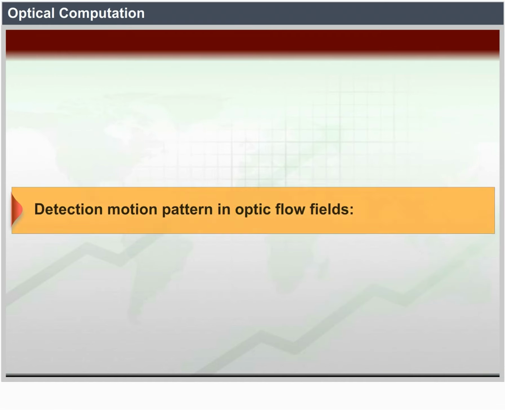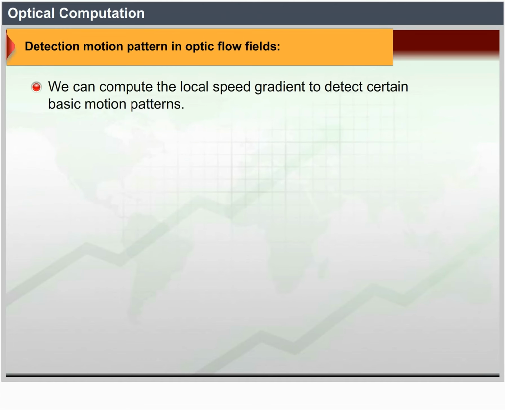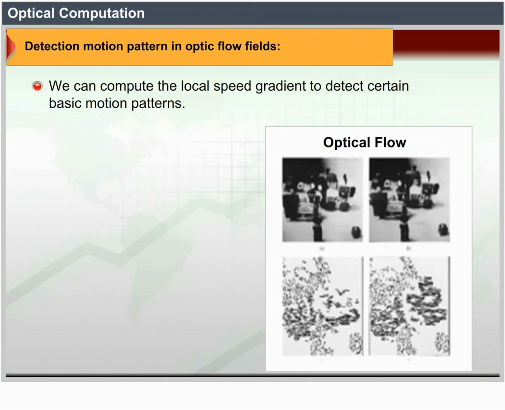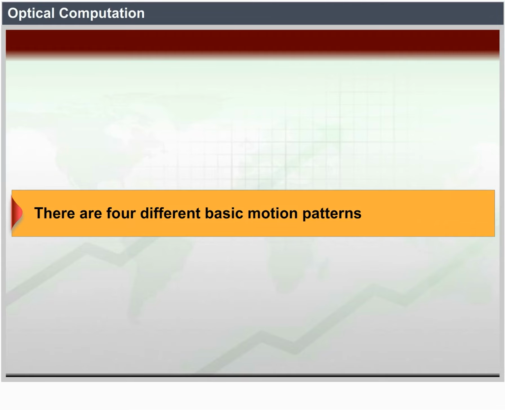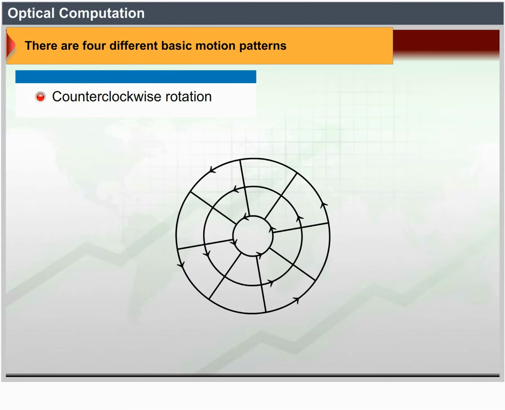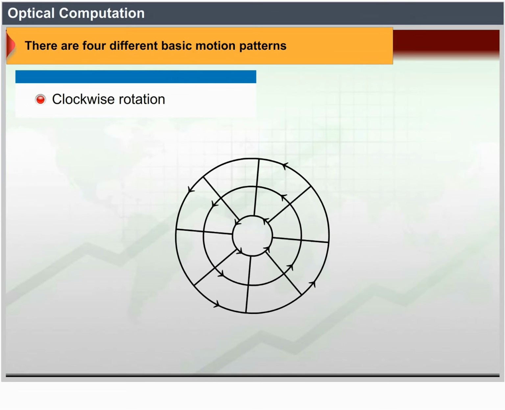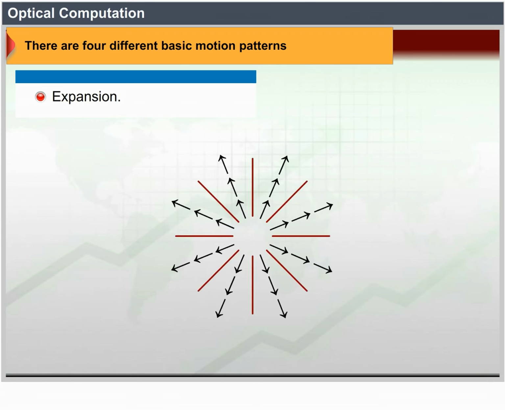Detection of motion patterns in optic flow fields. We can compute the local speed gradient to detect certain basic motion patterns. The speed gradient is defined as the direction of the steepest speed increase, regardless of the direction of motion. There are 4 different basic motion patterns: counterclockwise rotation, clockwise rotation, contraction, and expansion. Field point correspondence.